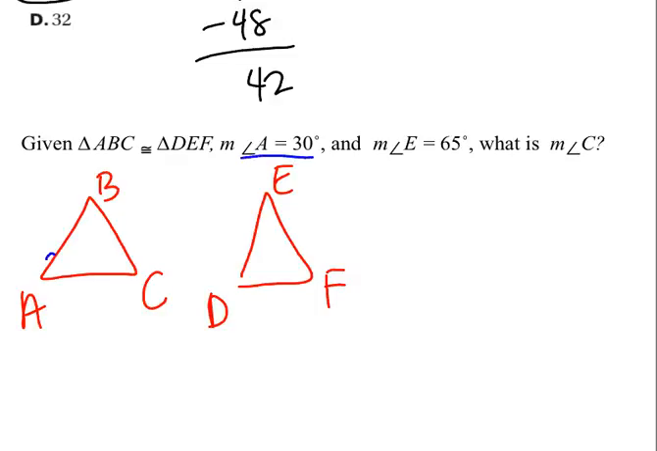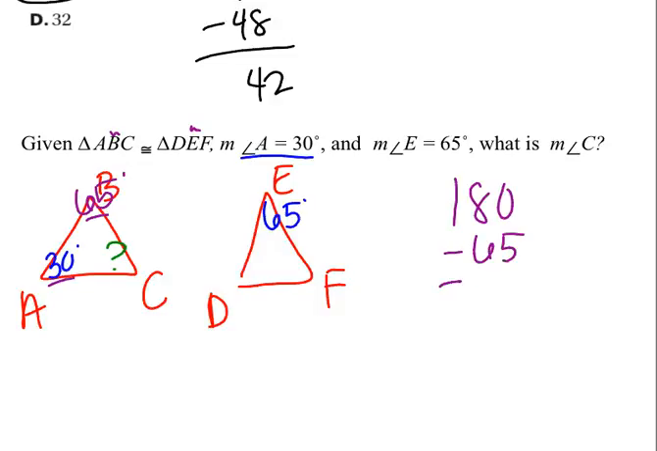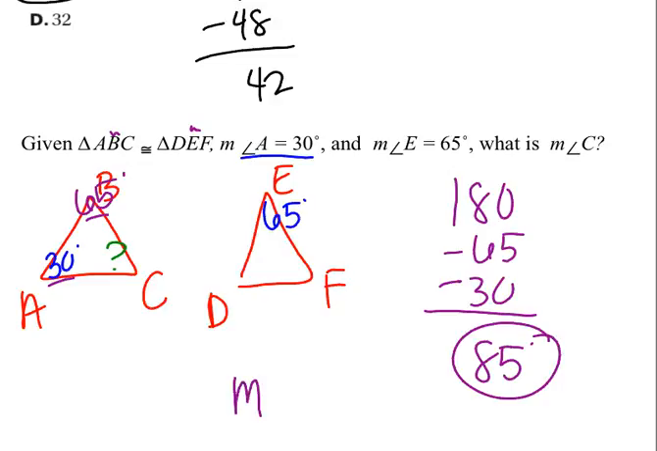Now let's label. A is 30 degrees. E is 65. And we want to know what C is. So here's our big goose egg. We have no idea. We know that angle B and angle E are in corresponding positions, so they're congruent. That means B must be 65. Now I know 2 angles out of the 3. Now we just subtract from 180 and we find our missing measure, which is 85 degrees. So the measure of angle C equals 85.